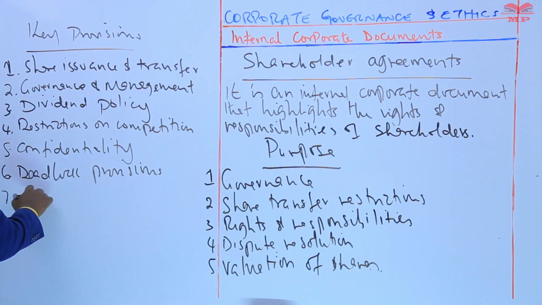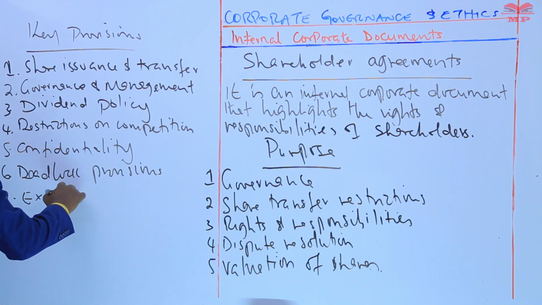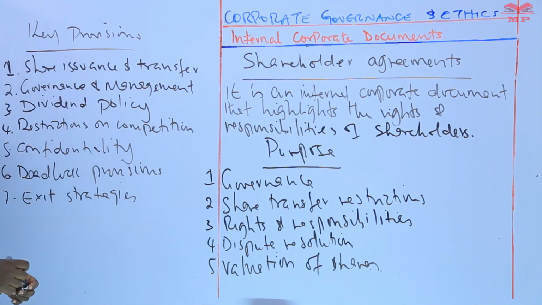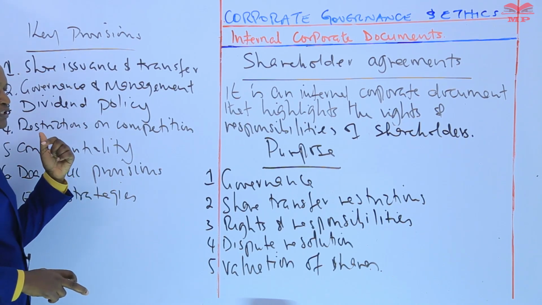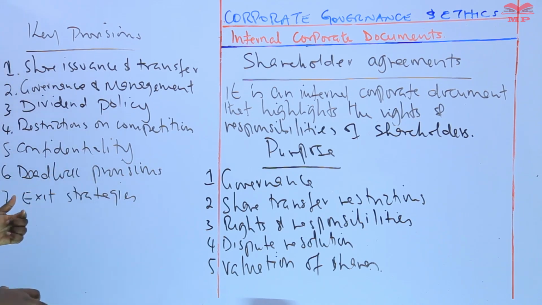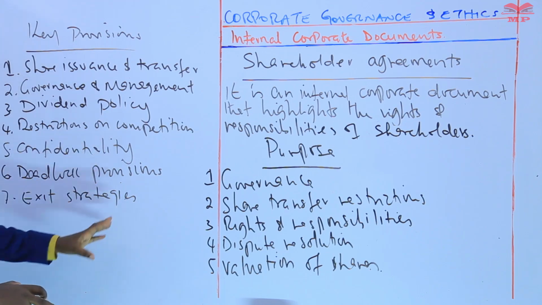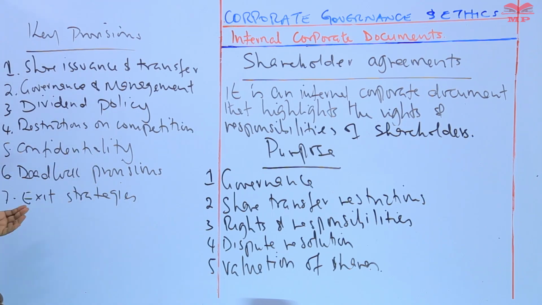7. Exit strategies could be yet another key provision of shareholder agreements. These are procedures for shareholders to exit the company, such as buyouts, forced sales, and so on. There ought to be procedures on exit strategies. So these are 7 key provisions of shareholder agreements.